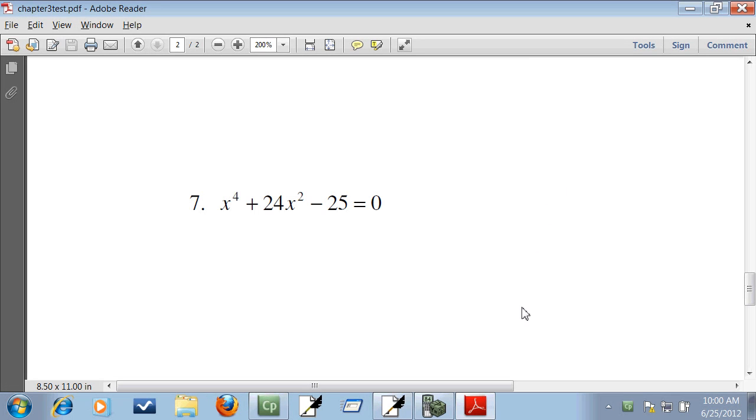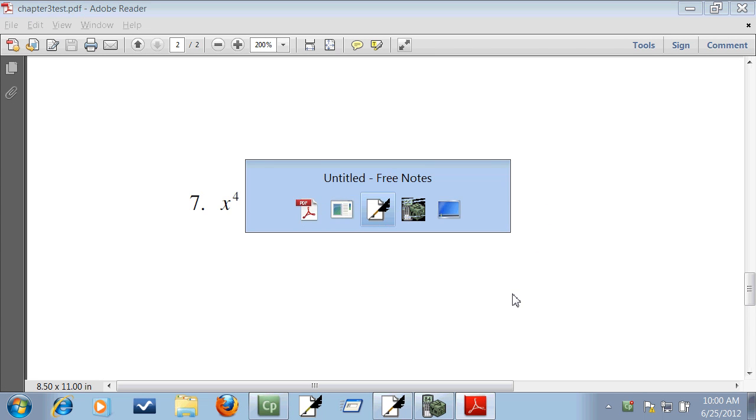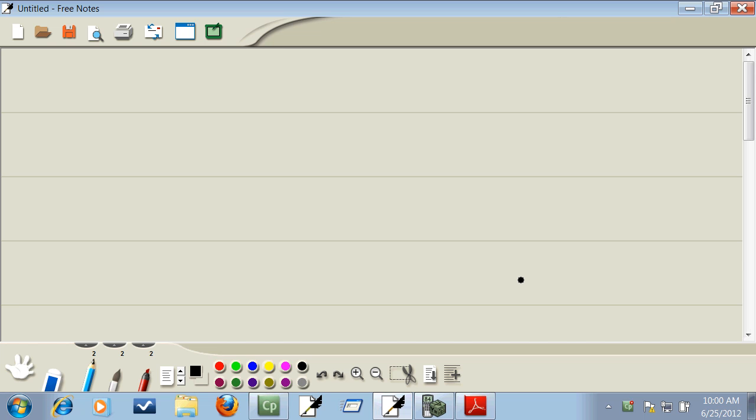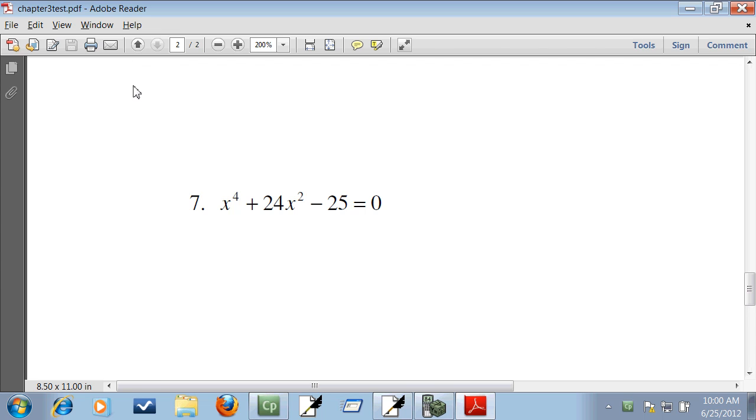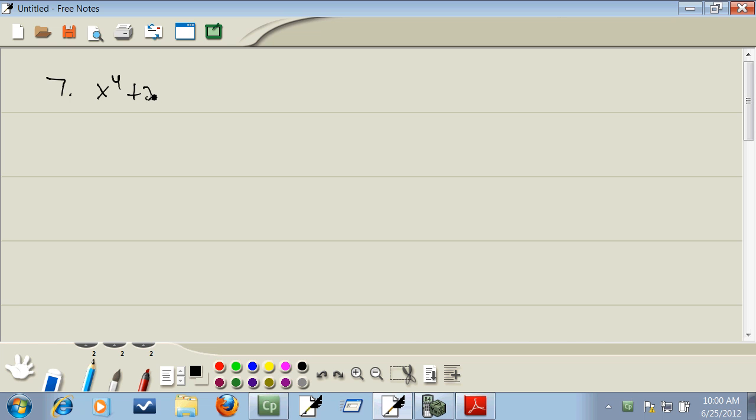Let's take a look at problem number 7. Got x to the fourth plus 24x squared minus 25 equals 0. Now there's other ways you can solve some of these problems, but I'll be very specific.